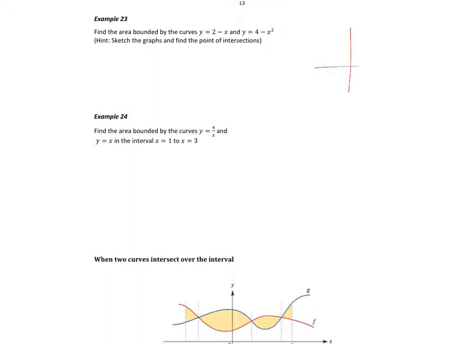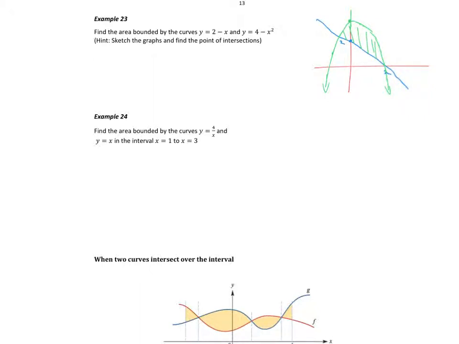So, quick graph sketch. y equals 2 minus x, so it's a negative gradient, goes through 2. And 4 minus x squared, which is an inverted parabola, which has an intercept at 4. And it looks something like that. And a little bit of mental arithmetic will tell us that it goes through that point. So I'm looking for that area there, okay?